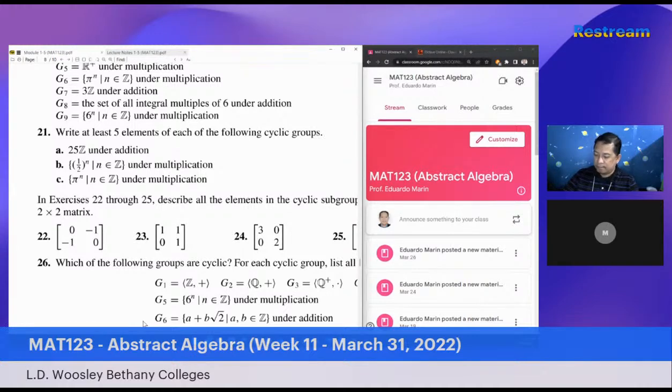Okay, Michaela? So for letter B, I repeat 4, 2, 1, 1/2, and 1/4. So you could extend that. So this is at least only 5 elements. For letter C, that's 1, pi, pi squared, 1 over pi, and 1 over pi squared. All right?